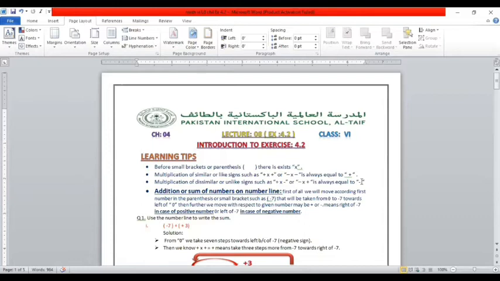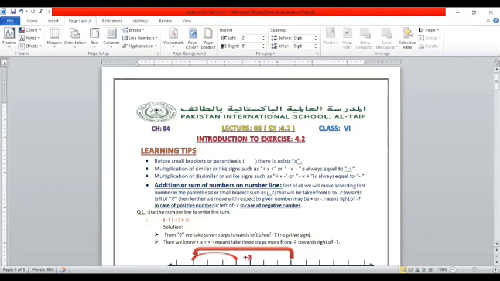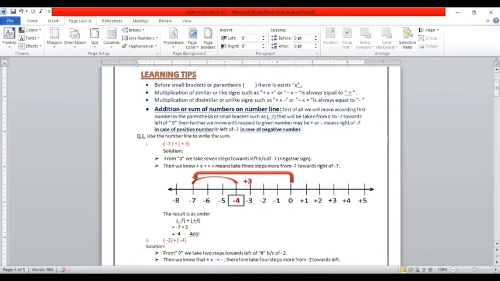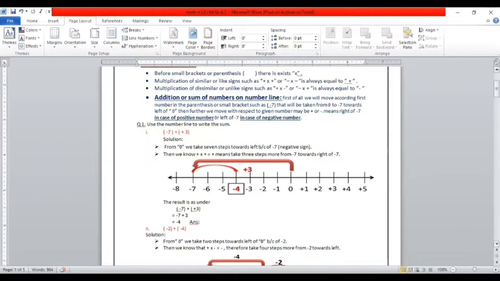Now the fourth point: if we have the negative sign, then we will move towards the left of the given number. And if we have the plus integer, then we have to move towards the right of the given number.